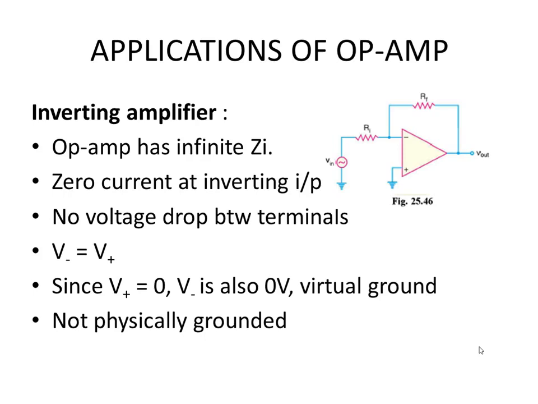Basic things about operational amplifiers. Now let's discuss the applications of this op-amp. It has many practical applications. The op-amp can be connected in a large number of circuits to provide various operating characteristics. Okay, so the first one is the op-amp as an inverting amplifier.